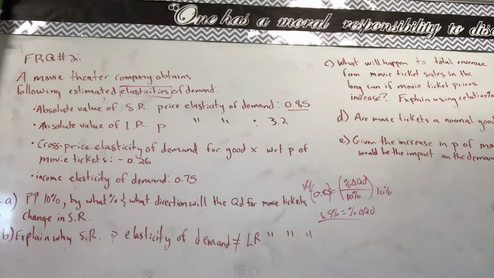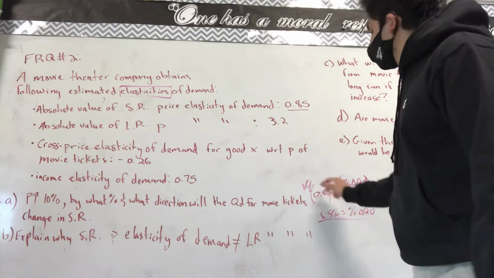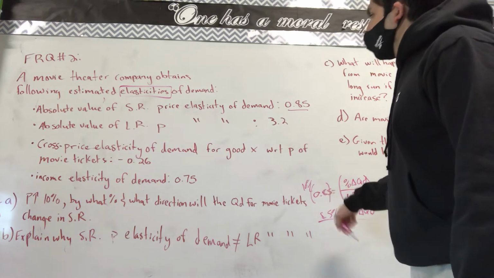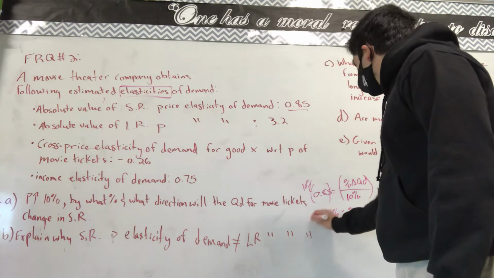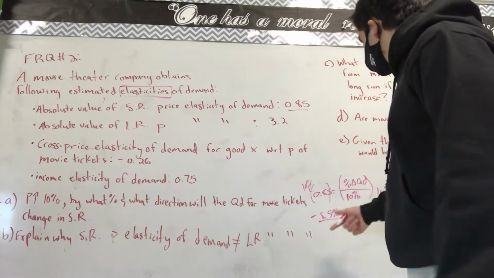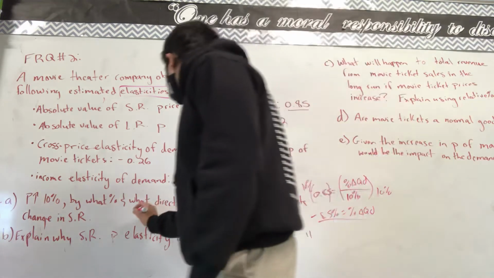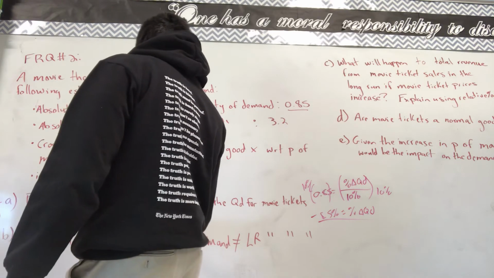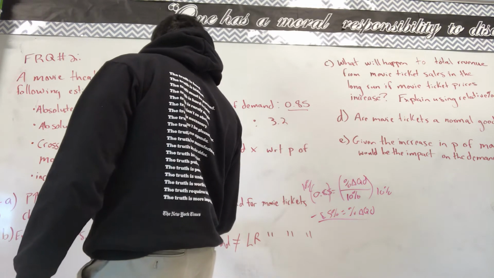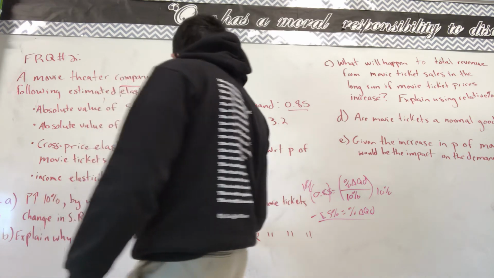Did you see that? So 8.5%. Remember, this is the absolute value of this short-run price elasticity of demand, and so really it's going to go in the negative direction. So you could just put the negative number, or you could say in the short run, 8.5% fall in quantity demanded, right?